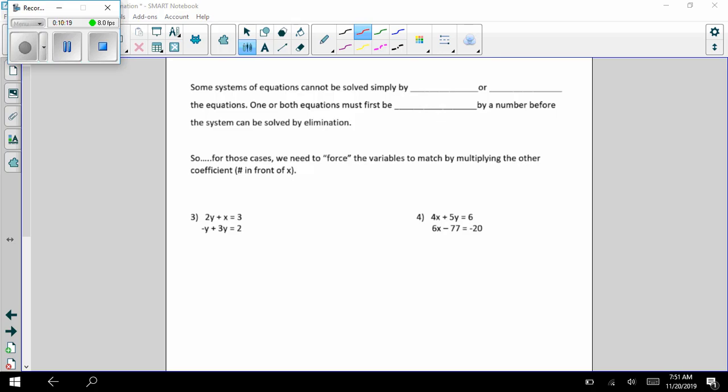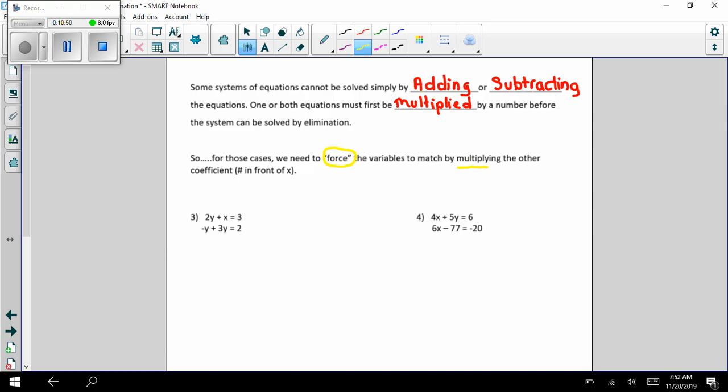Some systems of equations cannot be solved simply by adding or subtracting the equations. One or both equations must first be multiplied by a number before the system can be solved by elimination. So for those cases, we need to force the variable, what I was referring to in the beginning, to match by multiplying the other coefficient, which is the number in front of x.